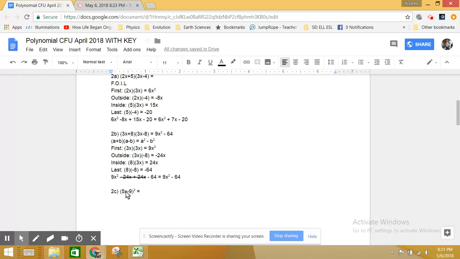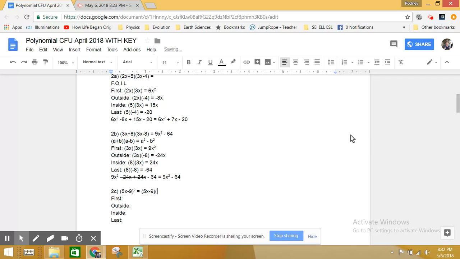Next one is also a special case. It's a perfect square. Now you could FOIL it first. So we'll FOIL it first: outside, inside, and last. And you might be thinking, well, where are my inside and outside? Well, if it's squared, that's just 5x minus 9. Oops.